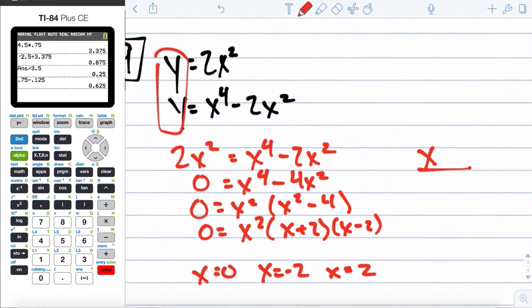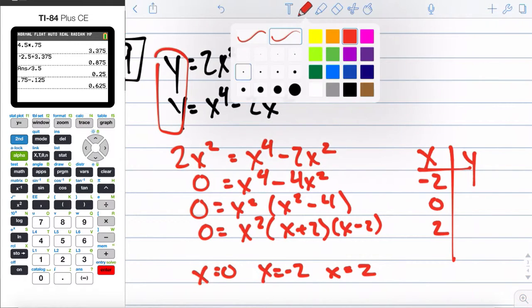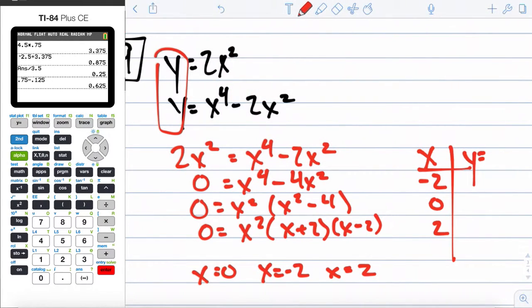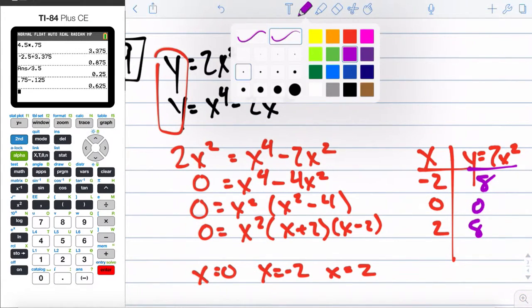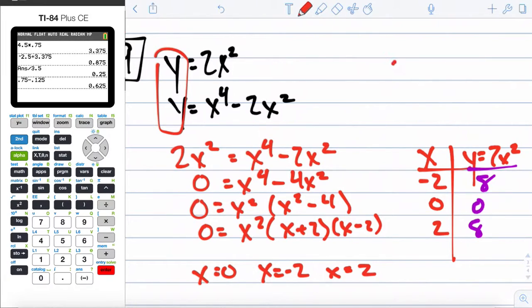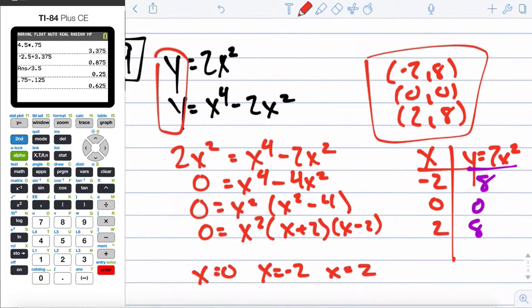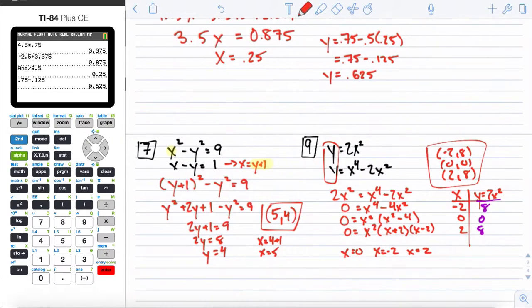And so for x we got negative 2, 0, 2. And if we plug those in, remember y is equal to 2x squared. So doing that, I get 2 times 4, I get 8, I get 0, I get 8. And so what are my solutions? My solutions are negative 2, 8, 0, 0, positive 2, 8. Okay, that's it for the substitution.